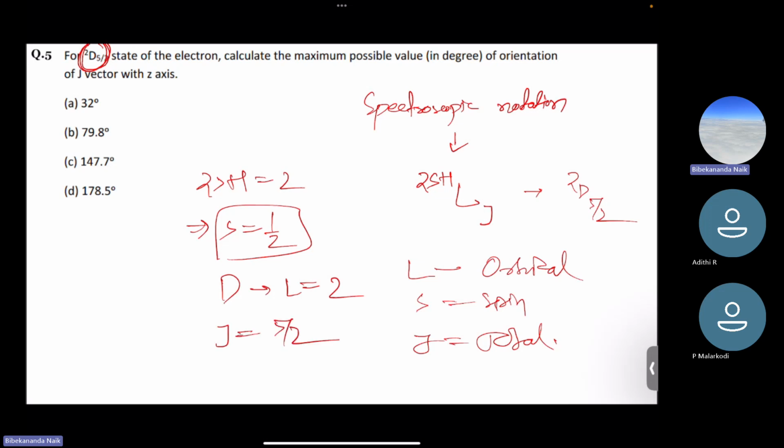However, corresponding to L equal to 2 and S equal to half, can anyone tell me what will be the possible values of J? Suppose S equal to half and L equal to 2. What will be the values of J? Will it be only 5 by 2 or will there be any other values?